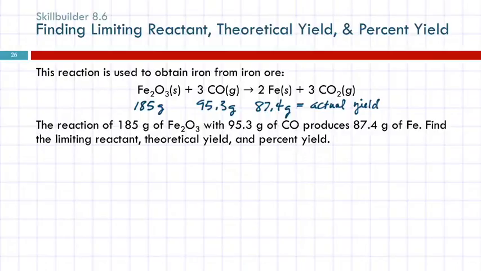How do we find the percent yield? The actual over the theoretical times 100. So the percent yield equals the actual yield over the theoretical yield times 100%. So we are going to use this number, but that's the actual yield.